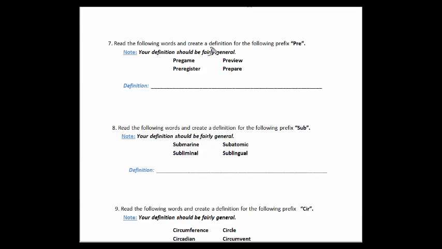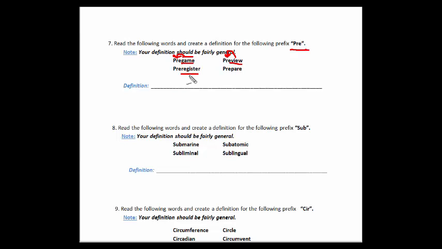Number 7, read the following, create a definition for the following prefix pre. P-R-E. First word, pre-game. The root word is game. And when we put the prefix on, pre-game is going to be before the game. It's something that happens before the game. Preview. Before the movie is released, it is previewed. It is happening before. Prefix P-R-E is going to make something happen before.